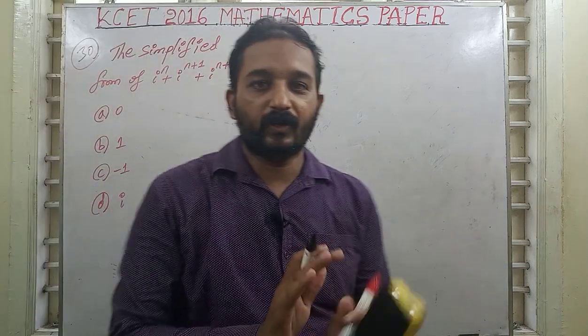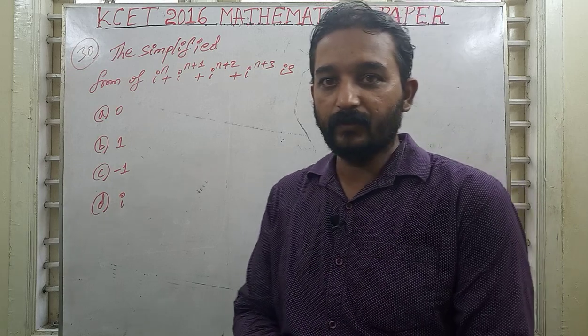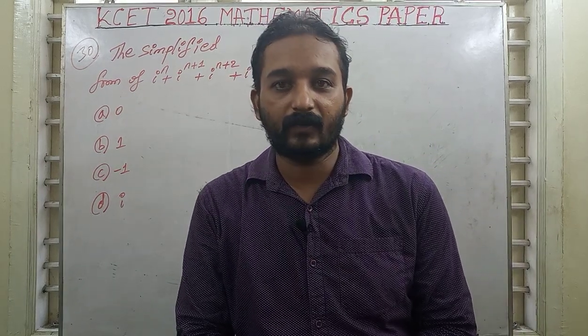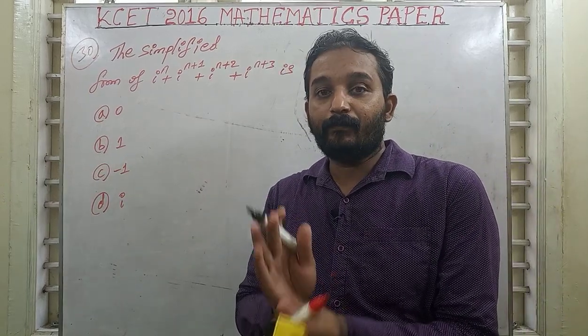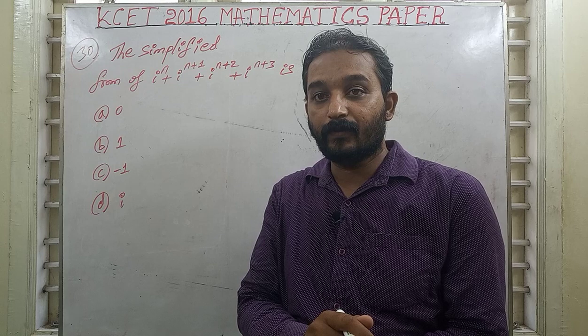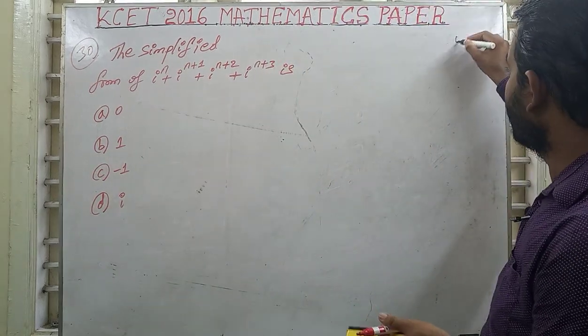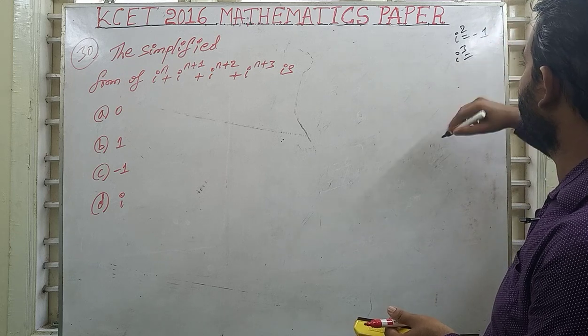So now let us move on to the next question, question number 30. This is the last question of this video. This question is based on the chapter, once again, complex numbers and quadratic equations, particularly complex numbers, in particular power of i. Power of i's means what? I square is equal to minus 1. I cube is equal to what?